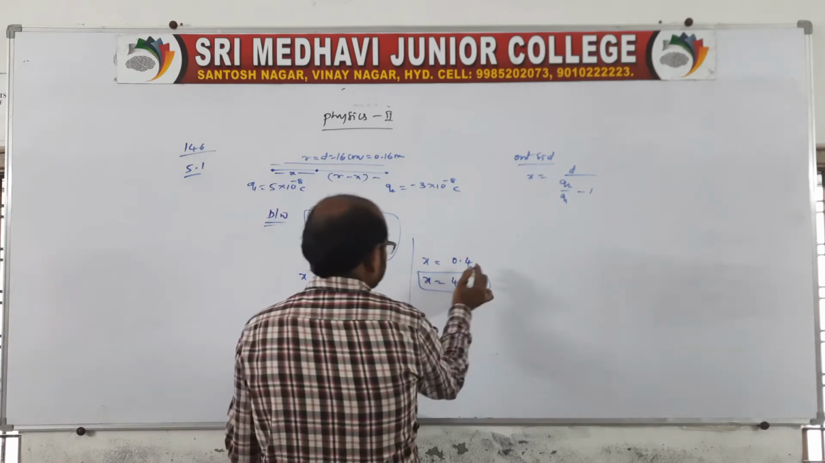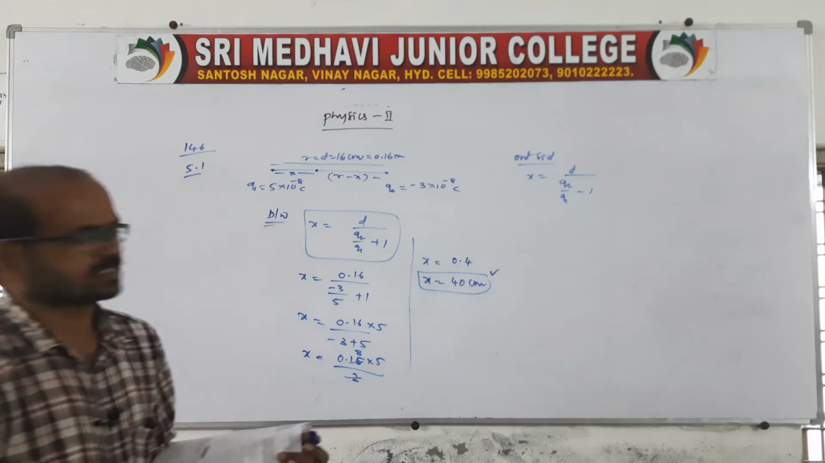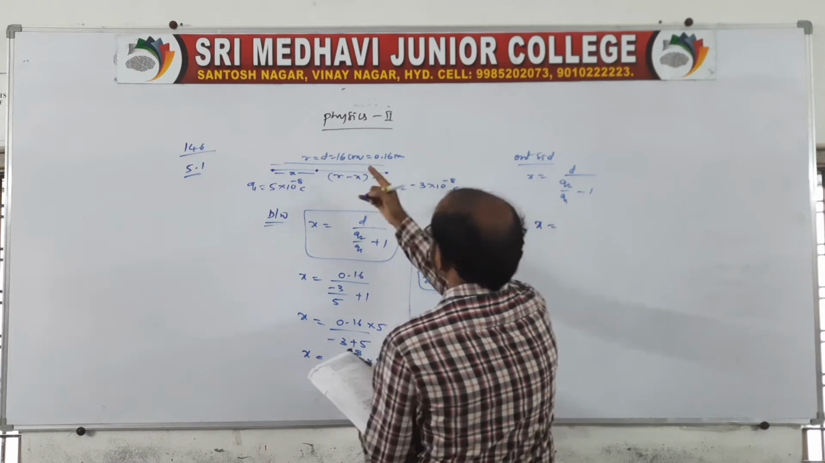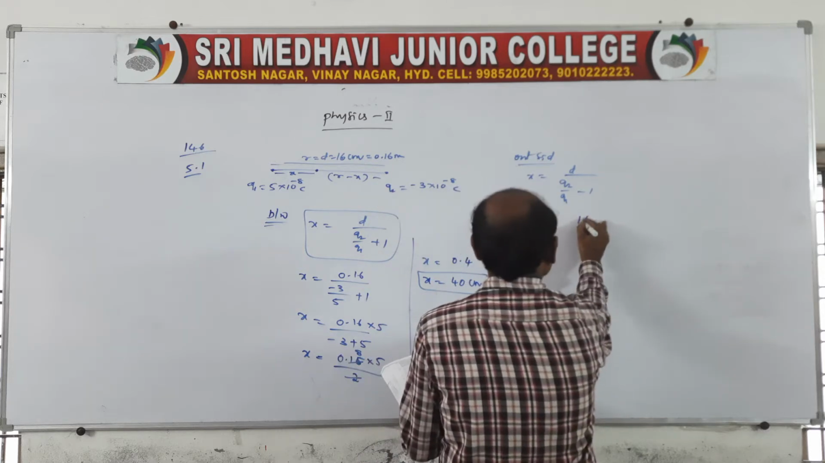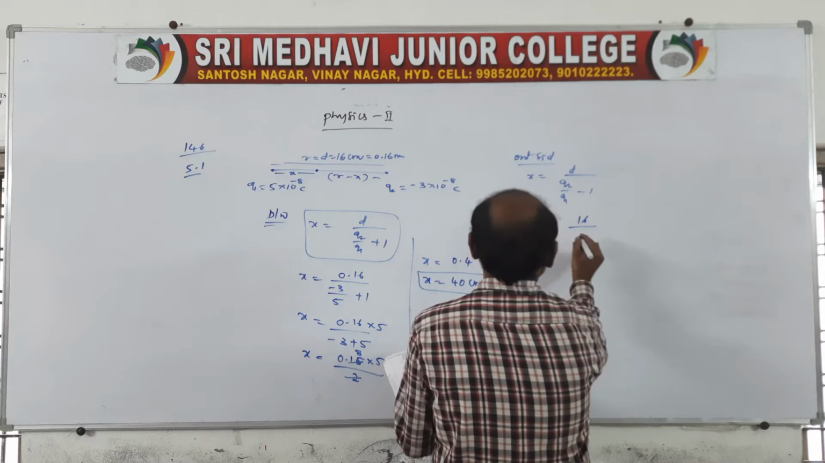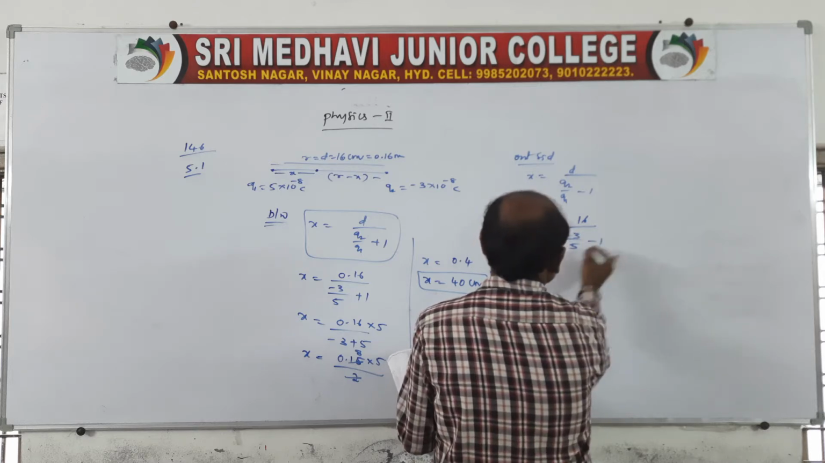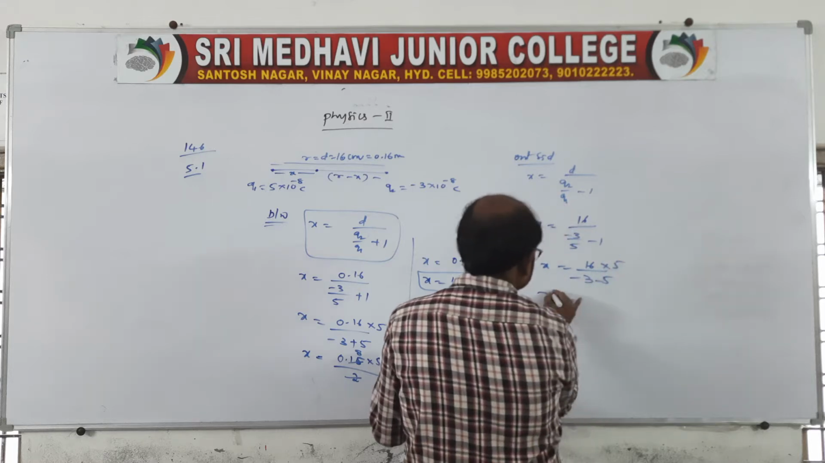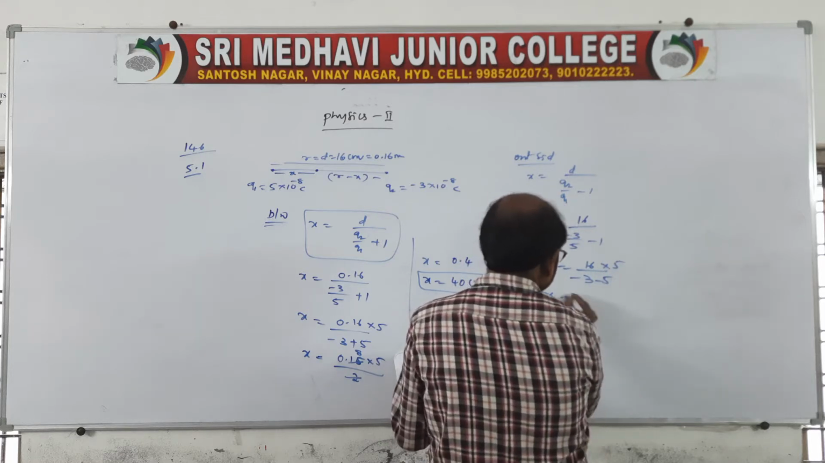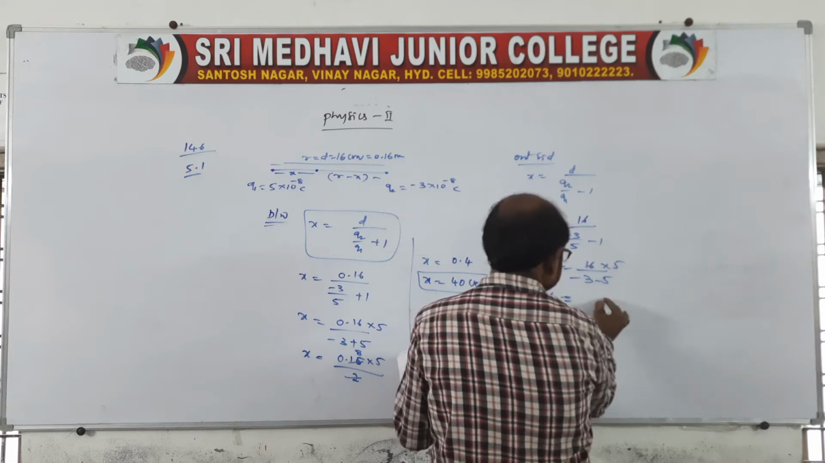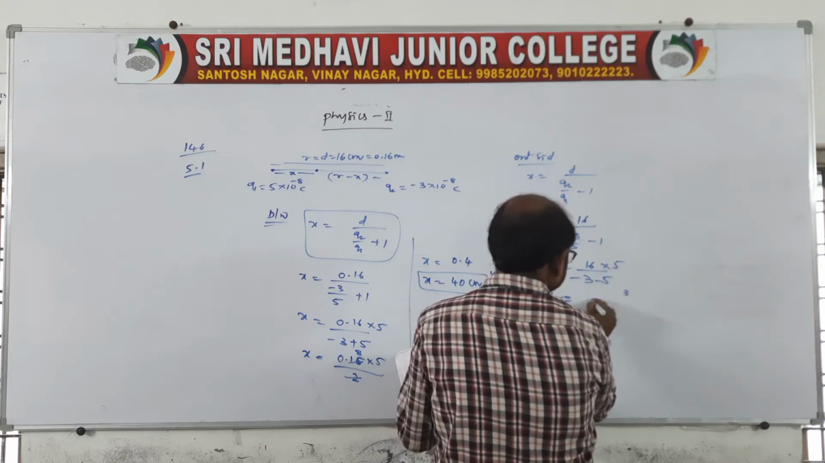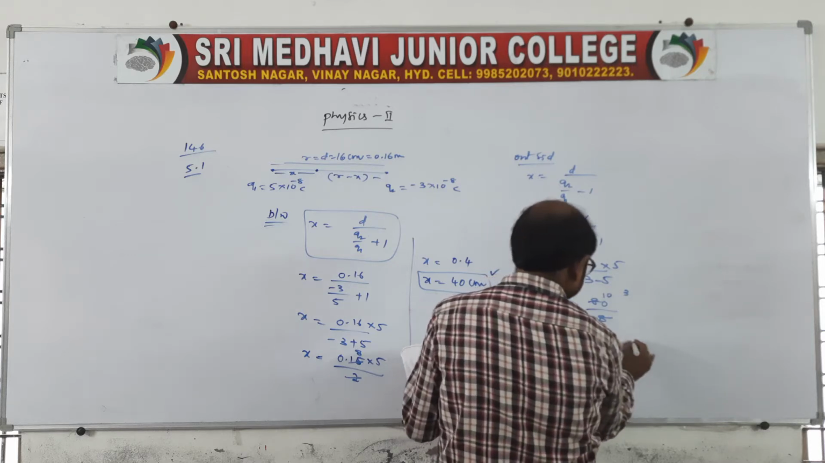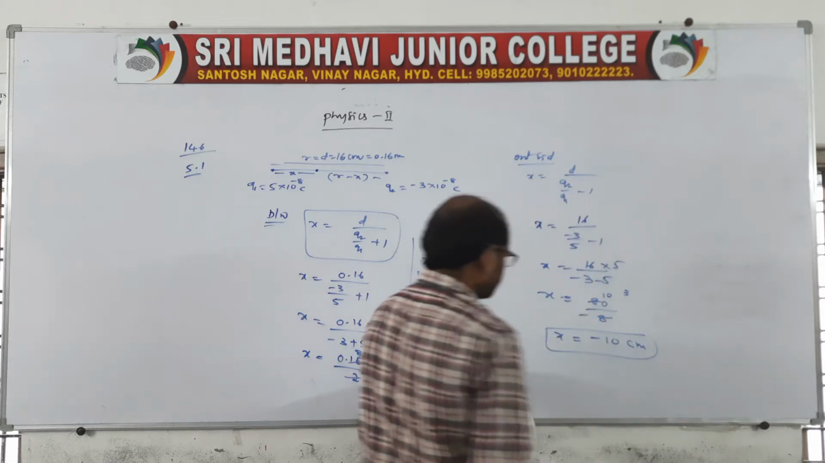This is between the two charges. Suppose we have to find outside the charges, X is equal to D by (Q2 by Q1 minus 1). Take it directly as 16, with Q2 minus 3 by 5 minus 1. X is equal to 16 by (minus 3 minus 5) into 5, so X is equal to 16 into 5 by minus 8, which is minus 10 centimeter.